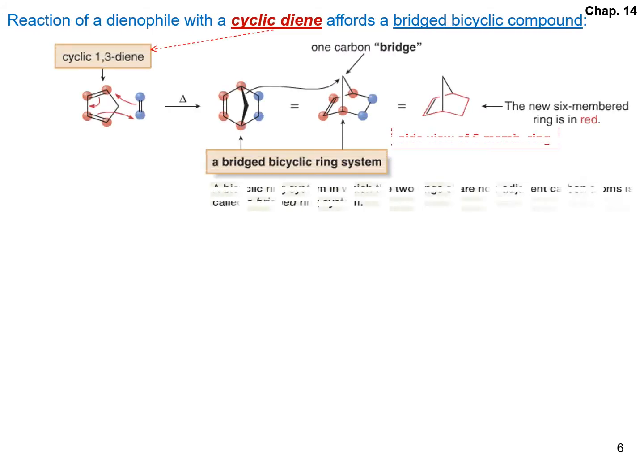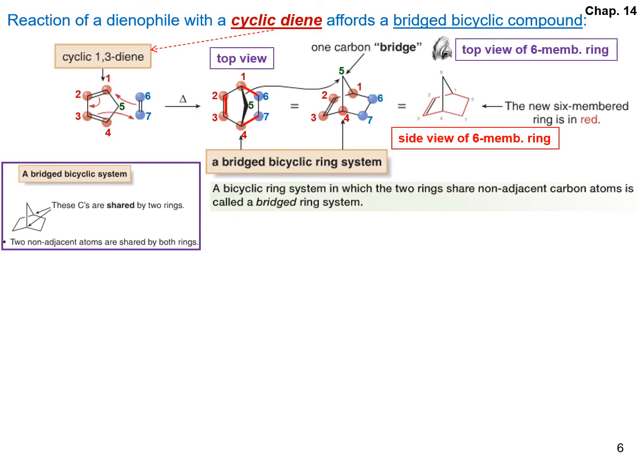When the Diels-Alder reaction occurs with a cyclic diene, the product is a bridged bicyclic compound. Here is an example of a bridged bicyclic compound in the box at the left. You see that there are two 5-membered rings which are sharing two non-adjacent atoms.